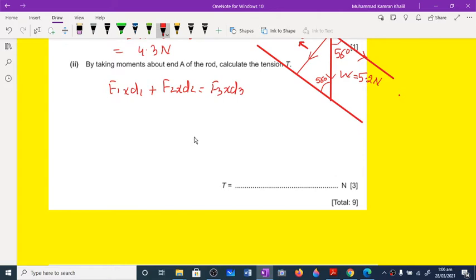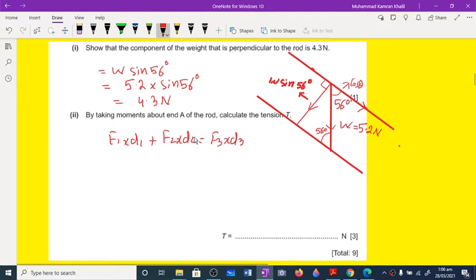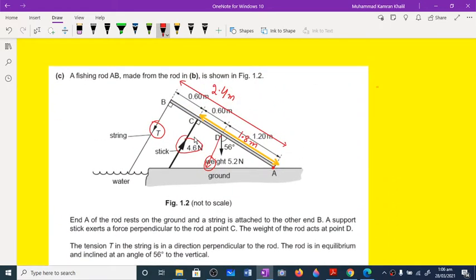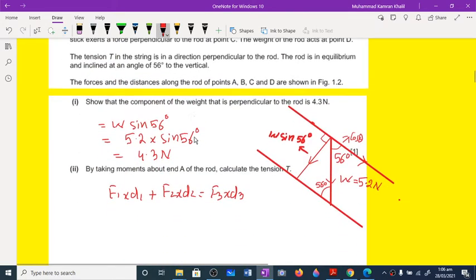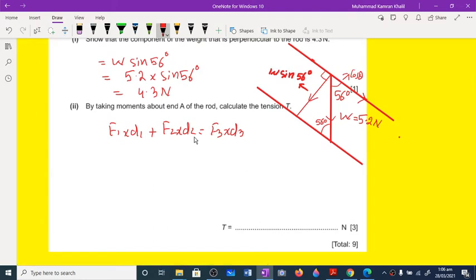Because the force of the tension, as you can see in the diagram once again, is acting in the downward direction while the weight is also acting in downward direction. So these two will create the moment in anti-clockwise direction, while the force 4.6 Newton will create the moment in the clockwise direction. And I have mentioned the distance. So now I will substitute the values and calculate the value for the T.